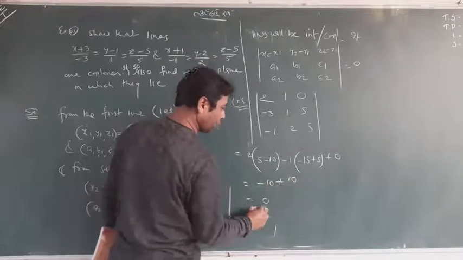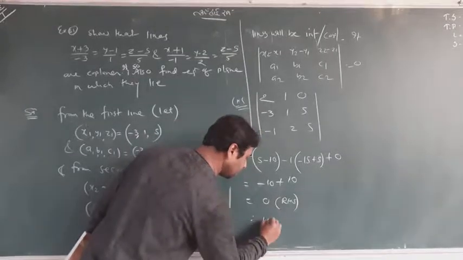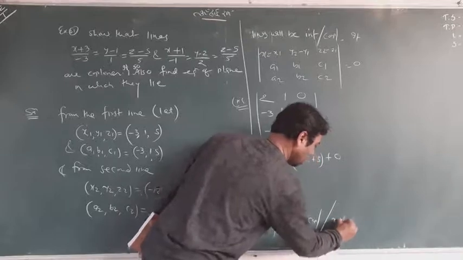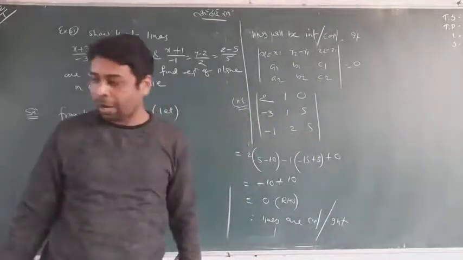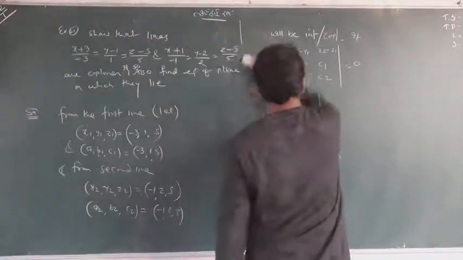When this portion has come on the right hand side, it means lines are coplanar. One can say lines are intersecting. And now this was my first question. Let me rub this out now. I am rubbing this portion.